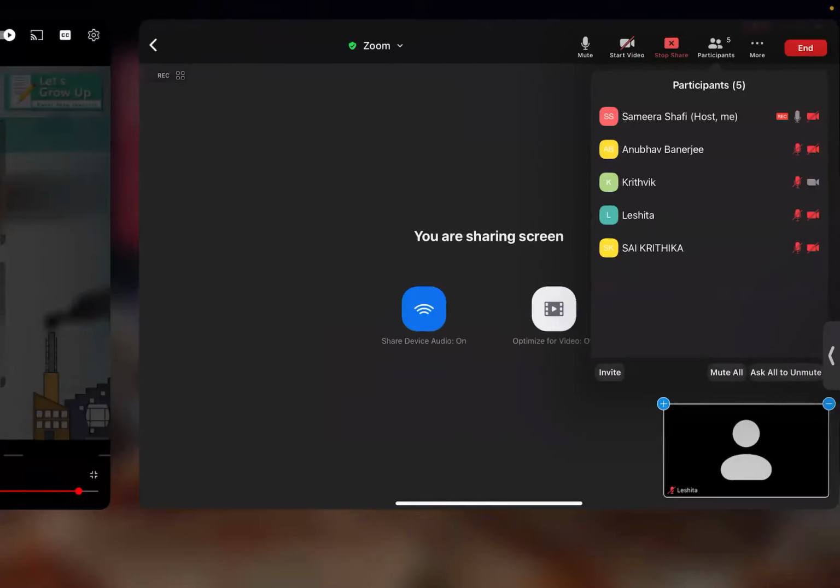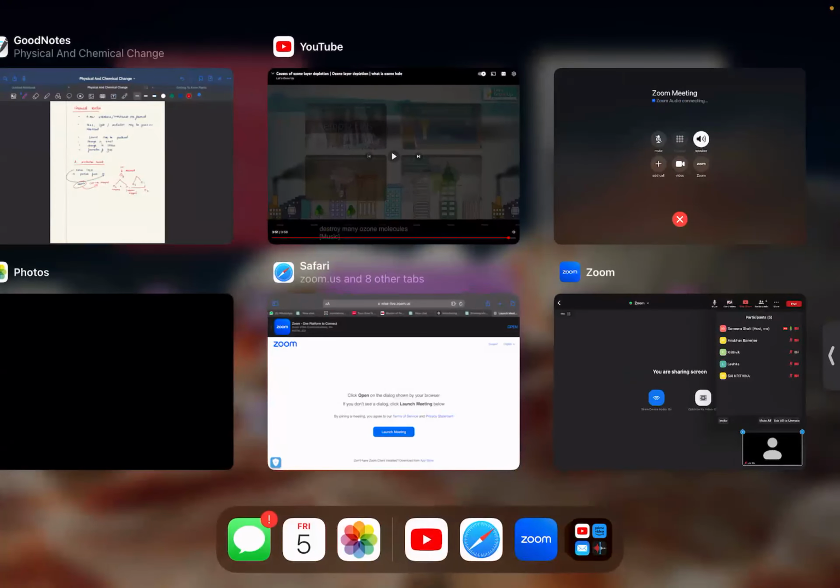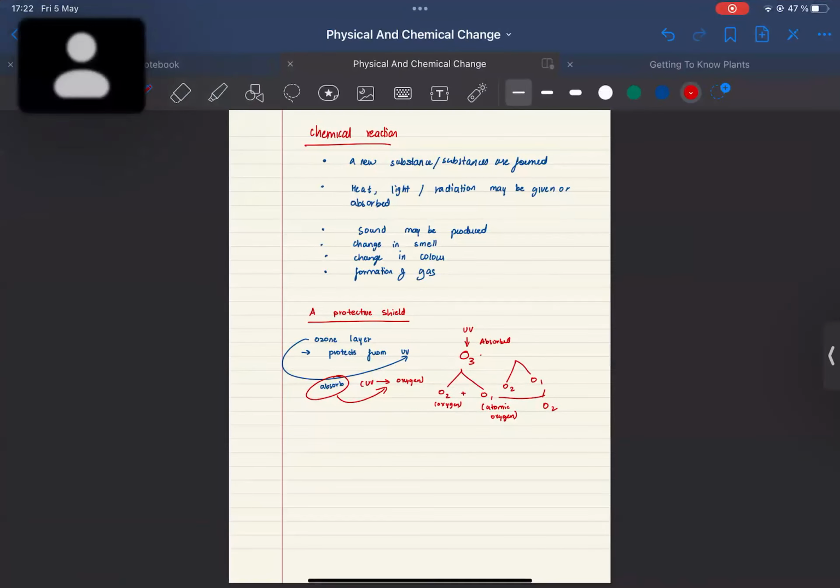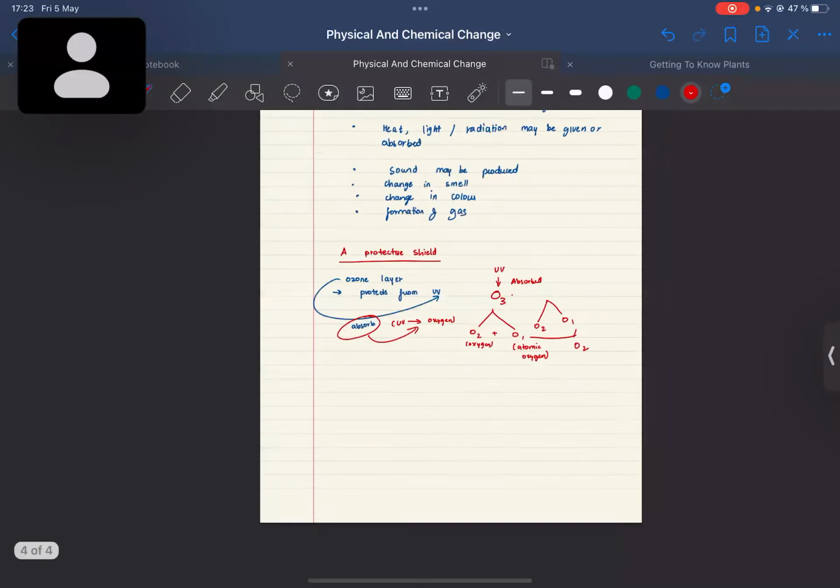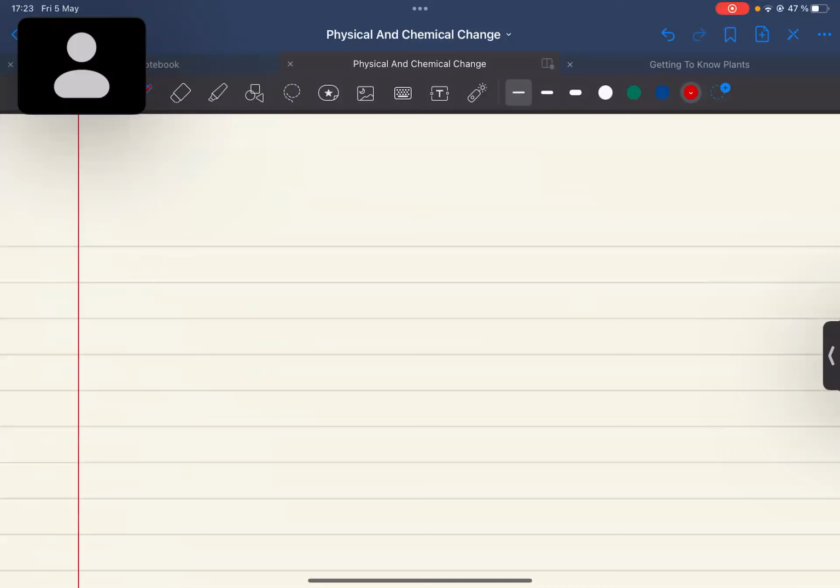Okay, so going back to the lesson. These are the different ways to protect ourselves from the ozone. Ozone is a very important shield to protect us, but at the same time, we should also protect ourselves from them. All right. So now we're going to see in detail about rusting of iron.